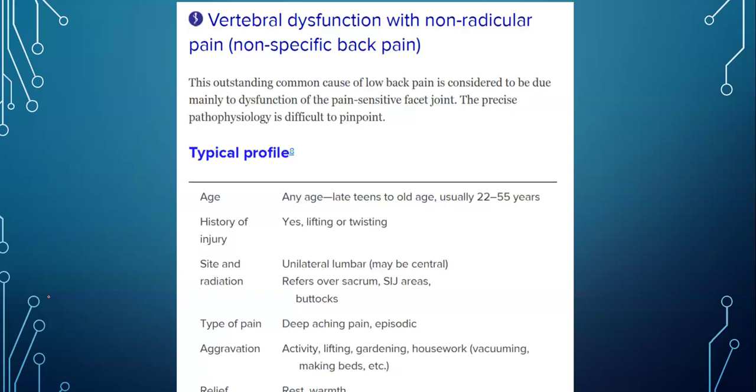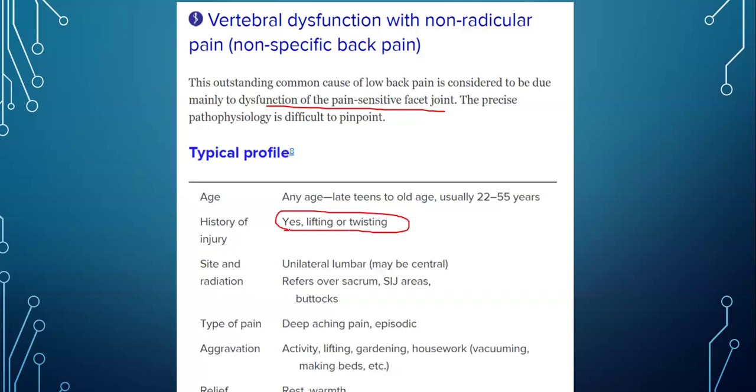So, moving on to vertebral dysfunction, which is the commonest cause of low back pain. It mainly happens due to dysfunction of the facet joint of the vertebra. What happens in vertebral dysfunction is that the patient usually complains of an insidious onset of low back pain, and the pain can radiate over the sacrum and the buttock. There can also be a history of lifting or twisting.